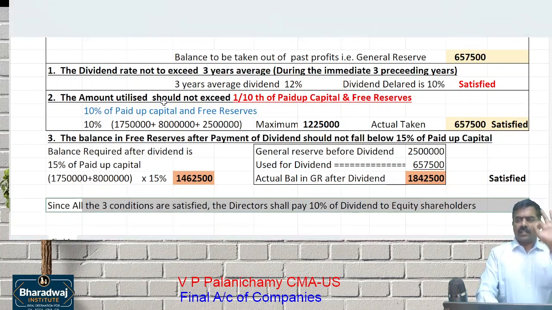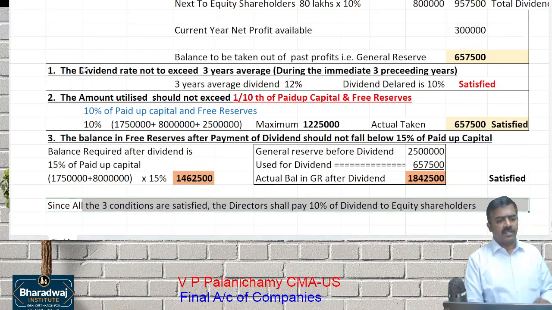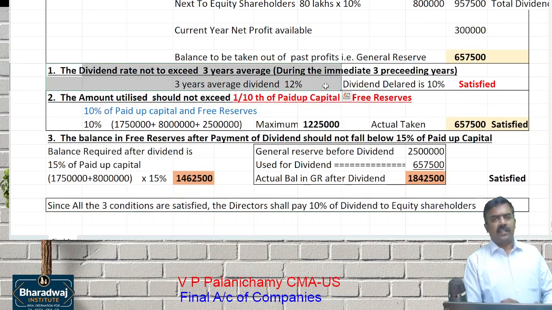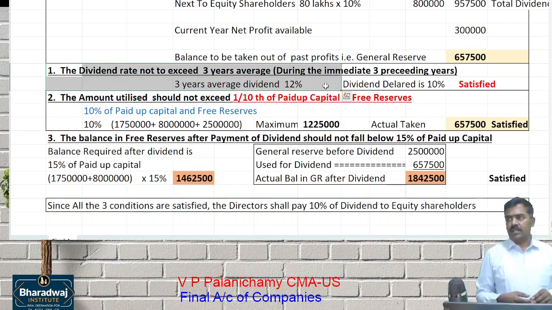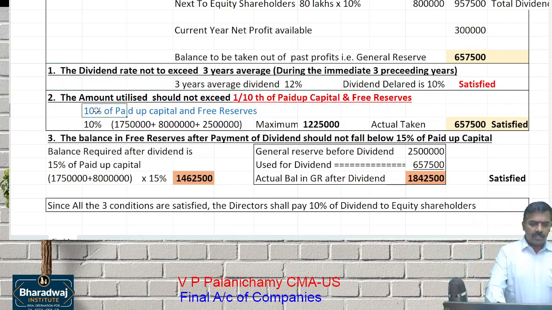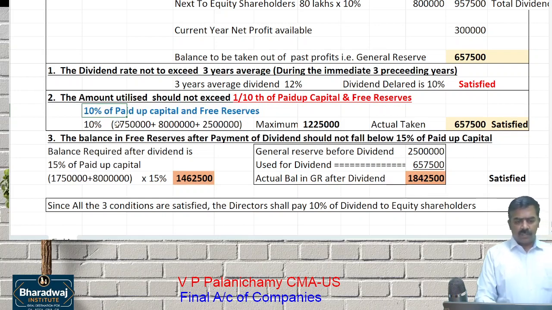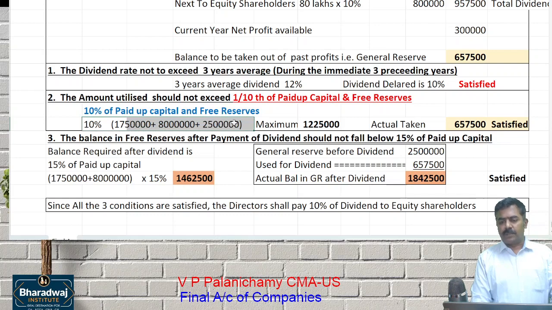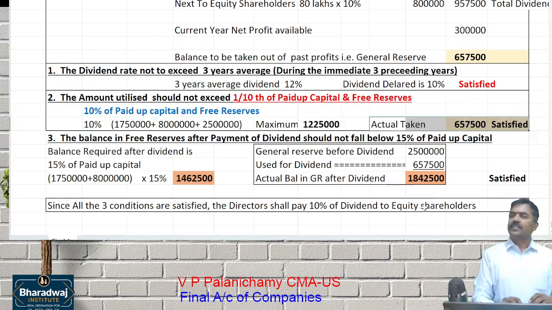I repeat, 3 conditions for solving the problem. What are the 3 conditions? Don't pay more than 3 years average. What is the 3 years average? 12%. We are paying only 10%. Maximum how much you can use? 10% of paid up capital and reserves. Equity plus preference plus reserves into 10% quota. We can use 12,25,000, but we are using only 6,57,500. So that is also satisfied.